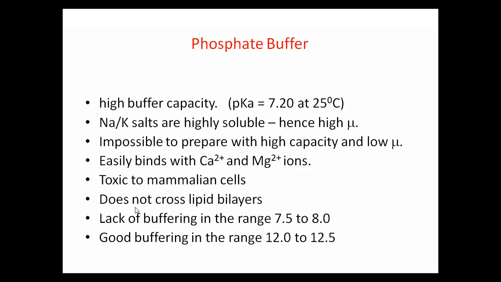And also, it does not cross the lipid bilayers. Lipid bilayers means the layer of the lipid substances, and this buffer does not cross them. Also, it lacks buffering in the range of 7.5 to 8.0, but it performs as a very good buffer in the range of 12.0 to 12.5. So these are all the precautionary information you should know about the phosphate buffer.